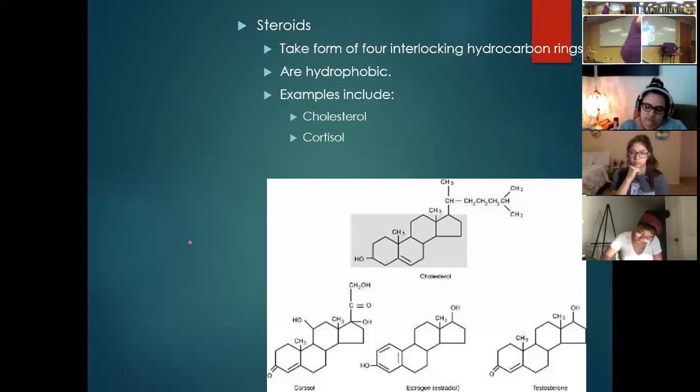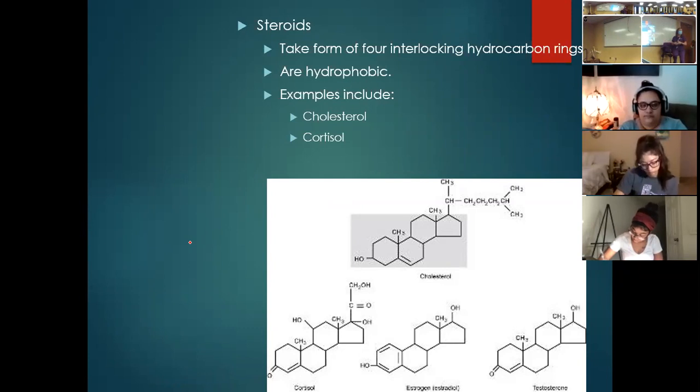The next category are steroids. Steroids are a form of a lipid, and your body does produce natural steroids. Some examples, although by no means all of them, because your body produces a ton of steroids: cholesterol is considered to be a steroid, as well as cortisol. Where have we heard the word cortisol before? When you're stressed. That's your stress hormone.